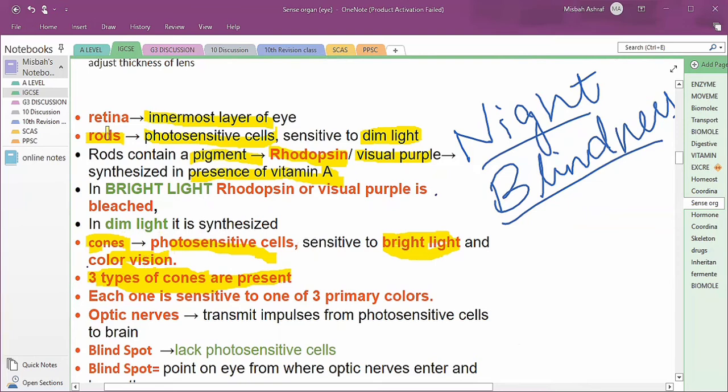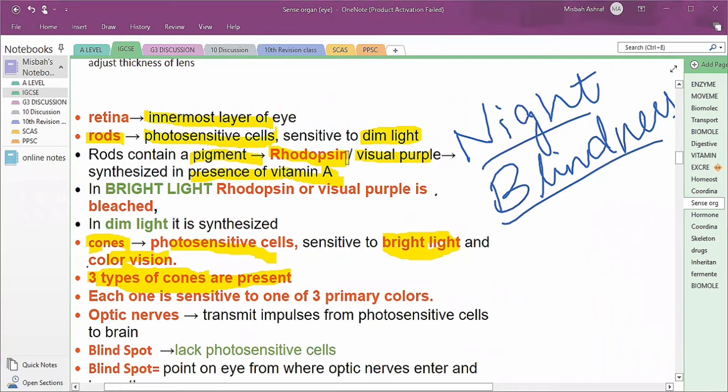Right, rods are activated in the dim light. It synthesizes a pigment that is rhodopsin, and rhodopsin is synthesized in the dark in the presence of vitamin A. When this rhodopsin is synthesized in the rod, then we are able to see in dim light, and it takes some time when we enter from bright light into the dim light for this rhodopsin to be synthesized.